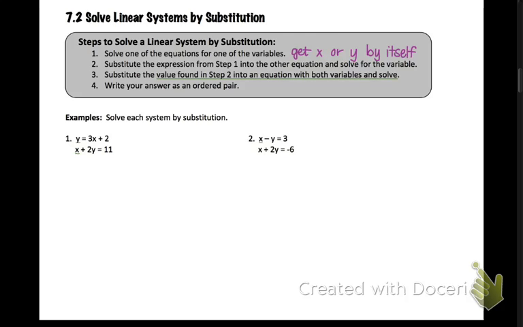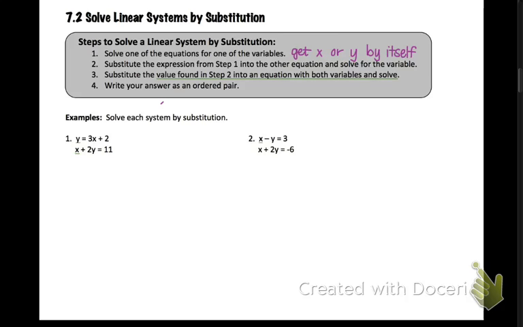The second step is once we've done that, this is why it's called the substitution method, we're going to take whatever it was that we got by itself and plug it in for that variable in the second equation. We're going to get a number this time. And then once we know that number, we'll plug it back into one of the other equations, and that's how we can figure out the answer to the second variable. And then just like before, we're going to write our answer as an ordered pair. Now that's really confusing until you actually see it done. So let's take a look here.